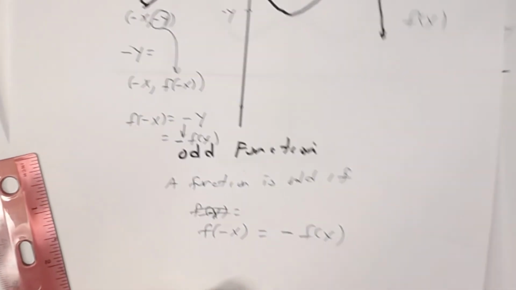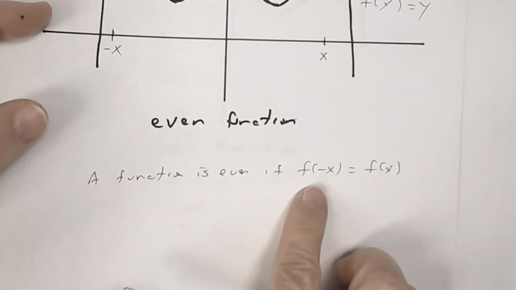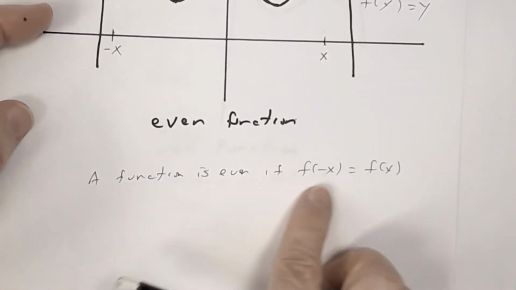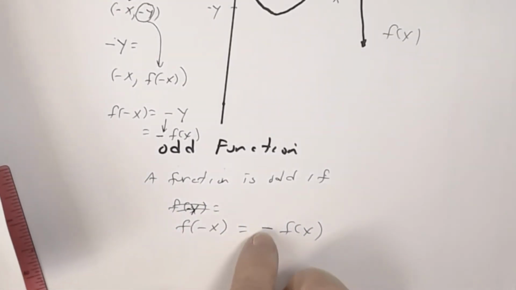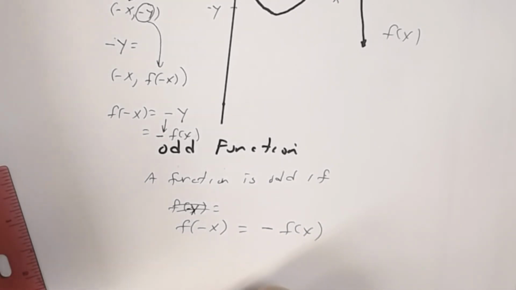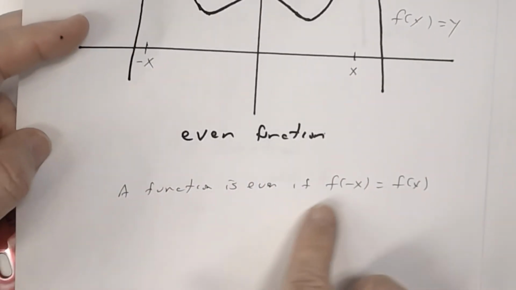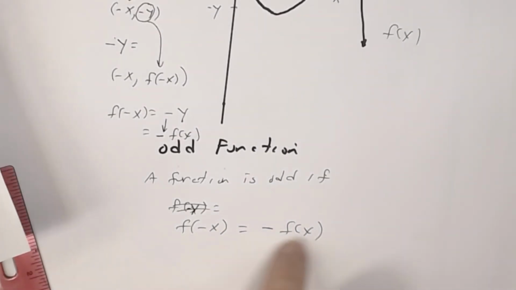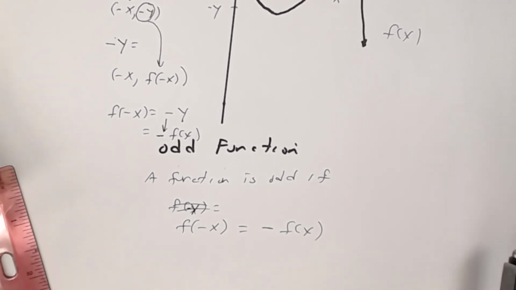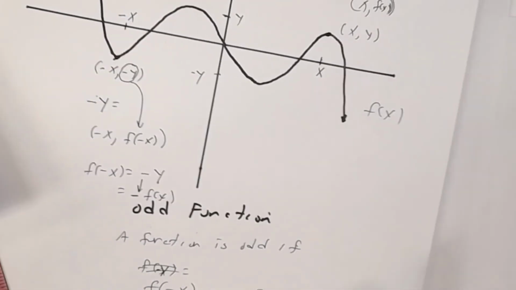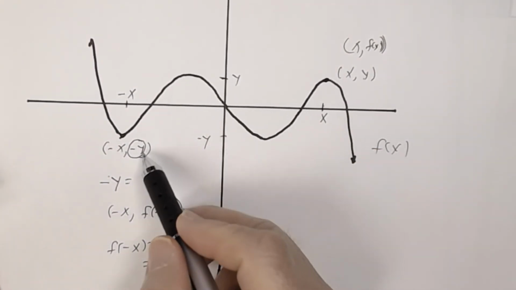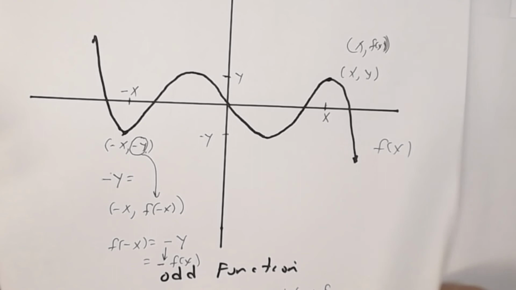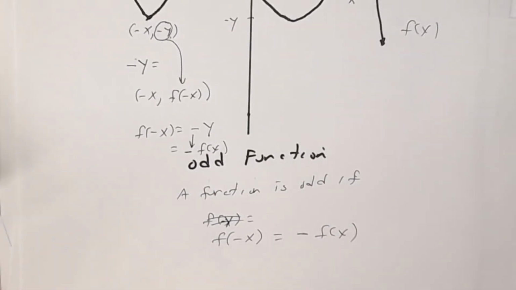For an even function, look at this. f of negative x equals f of x. Even function, f of negative x equals f of x. Odd function, f of negative x equals the opposite of f of x. Okay? So what that means here is that the y values are the same. What that means here is that the y values are opposites of each other. Kind of makes sense because look, tell me something about these y values here. This y value and this y value are opposites, right? That's what this is saying. This is saying that the y values are opposites of each other. Okay? That's what that's saying.